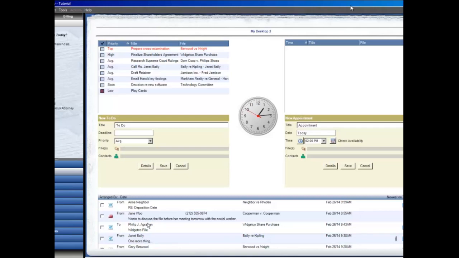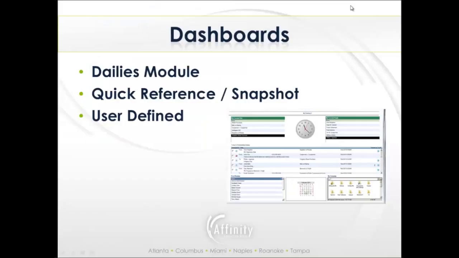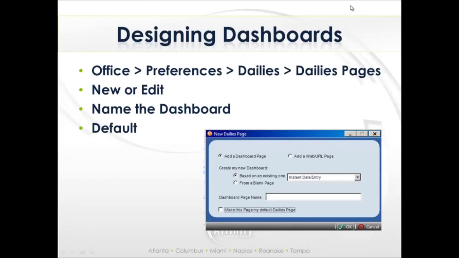So let's talk a little bit about how do I design a dashboard. Desktop 1 and Desktop 2, as I mentioned, come installed ready to go for you to use. They're hard-coded. You can't really do anything with them. But you can design your own dashboard. To do that, you access the Dashboard Designer from your Office Preferences.